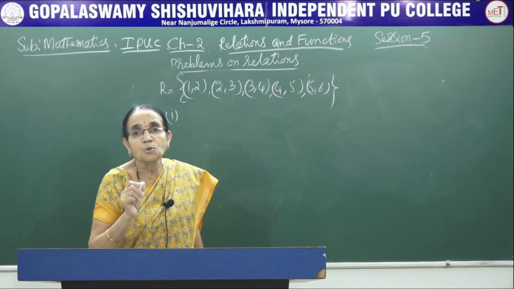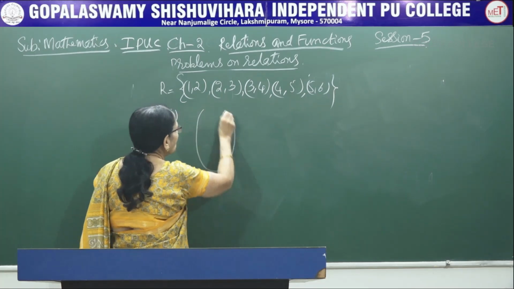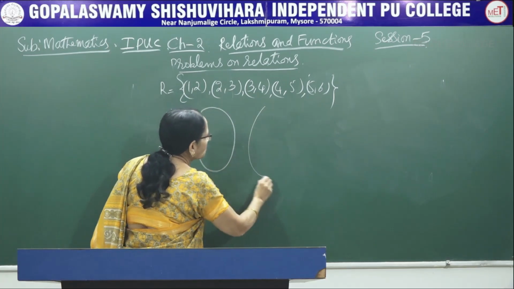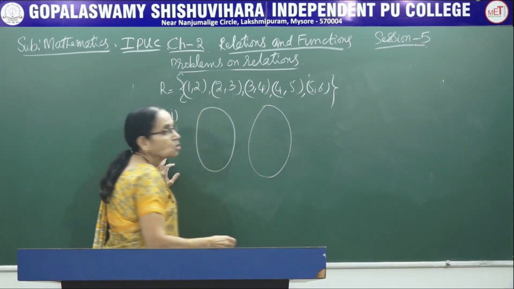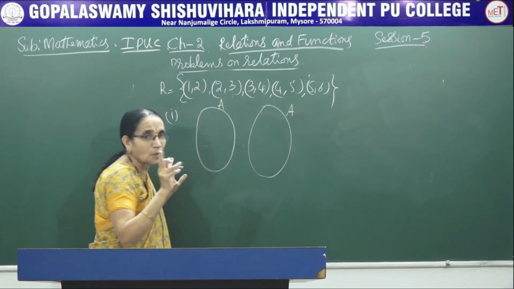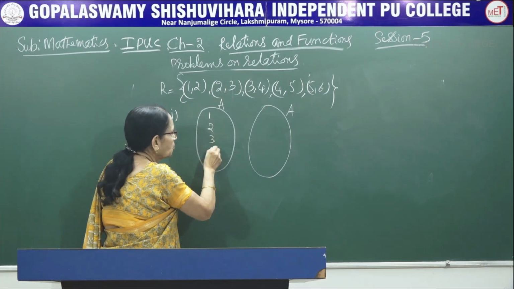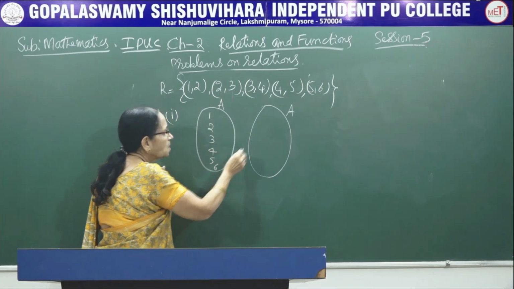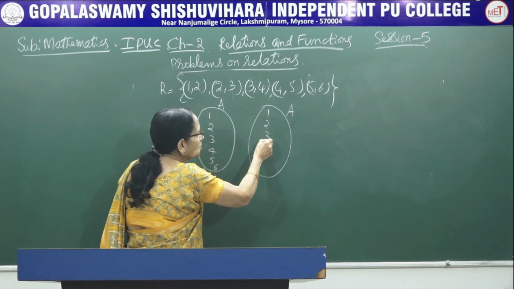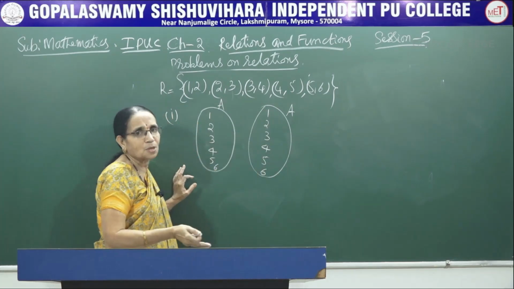the relation using an arrow diagram. Arrow diagram means I have given in the earlier session how to write the arrow diagram. Write here two sets. Now this is set A, this is set A because only one set has been given. Write all the elements 1, 2, 3, 4, 5, 6. Here also 1, 2, 3, 4, 5, 6 because we are considering the same set.